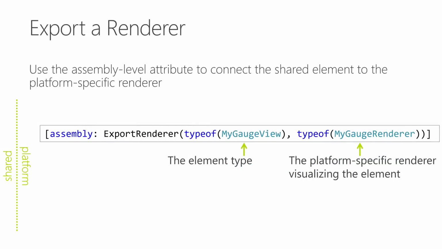And the last step is to associate the renderer with the element that's defined in the shared code. To do this, we're going to use the ExportRenderer assembly level attribute. This is commonly defined above the platform-specific renderer. This is what maps the renderer to the shared element. The first parameter here is the shared element type, MyGaugeView, and the second is the type of the platform-specific renderer. This is the only way to associate a renderer with a Xamarin.Forms element. If this is missing, your custom renderer won't be used and the custom control just won't show on the screen.